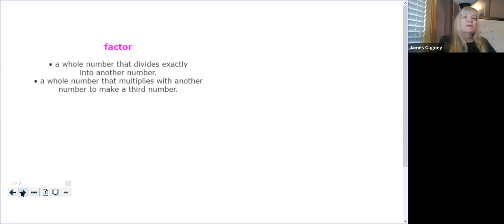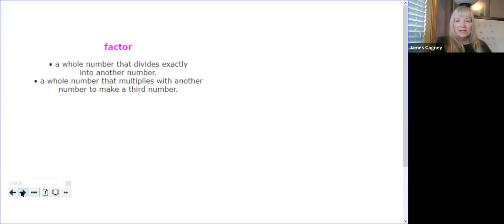Factors are really interesting. People get factors confused all the time. But a factor is a whole number that divides exactly into another number. I like to say a factor is a number that goes into another number without a remainder. A whole number that multiplies with another number to make a third number is another way to look at it. So if I think about 6, 2 times 3 is 6. So 2 and 3 are the factors of 6. So 2 ways to think about it.